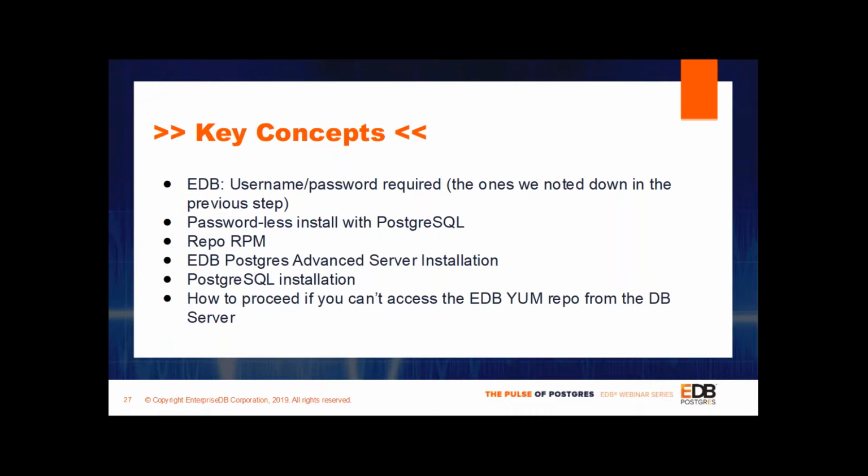Then we are going to walk through installing Advanced Server on Red Hat and installing community Postgres on CentOS. And then finally, I'm going to show you what to do if you cannot access the EDB YUM repo from the database server. If you have a closed network in your environment, then we have an infrastructure for you with the Advanced Server RPMs that will allow you to install the packages offline.